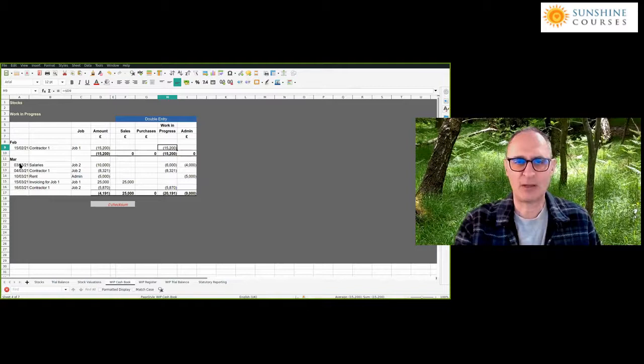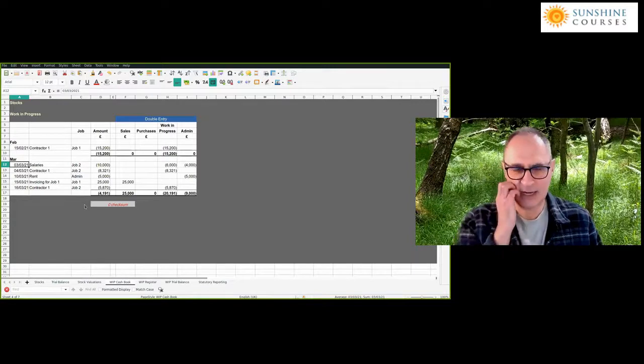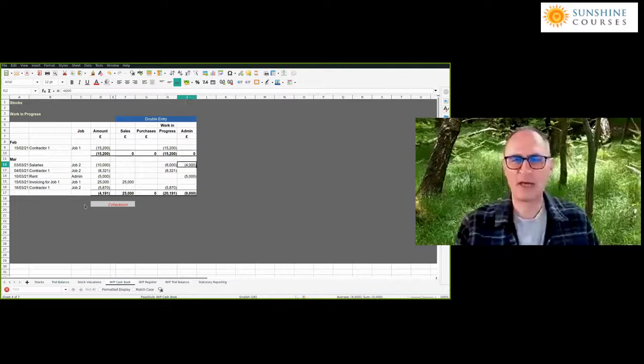So in the month of March, on the 3rd, I carry out some salaries. Of the salaries of £10,000, £4,000 relate to admin. So I'm paying a bookkeeper, I'm paying my marketing people, and £6,000 relates to the job.